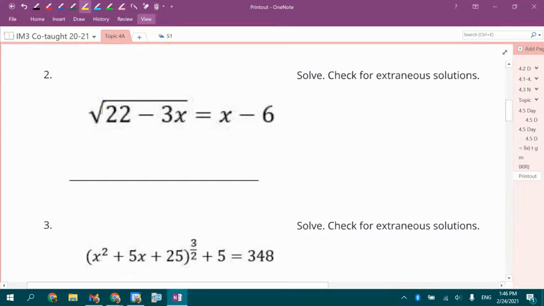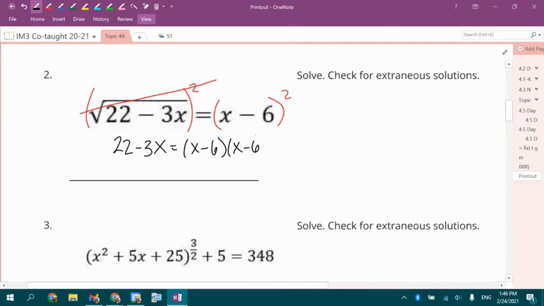We want to isolate the square root symbol. It's isolated. There's nothing on the left side but the square root symbol. So I'm going to take the inverse, which is squaring both sides. The opposite of square rooting is squaring. So that's going to leave me with 22 minus 3x is equal to x minus 6 squared, which really means x minus 6 times x minus 6.